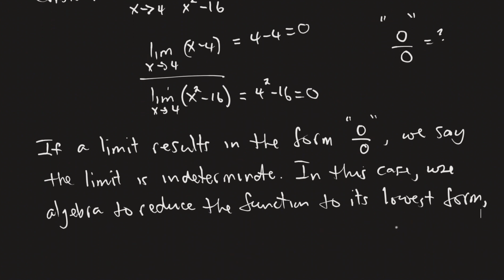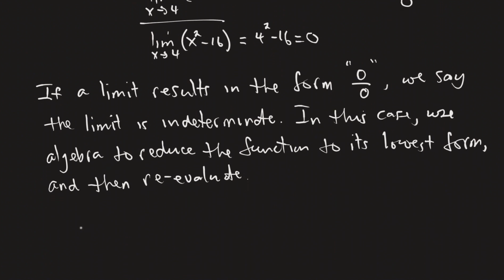And then try to reevaluate. In other words, try to plug the number back in again. So when we plugged in the 4, we got this weird 0 over 0 form, which doesn't mean anything. But then we look closely at the function and see if it can be reduced. So let's try that. And again, this is where all those wonderful tricks from algebra are going to be helpful. So remember, the limit was as x approaches 4, and the function is x minus 4 over x squared minus 16.